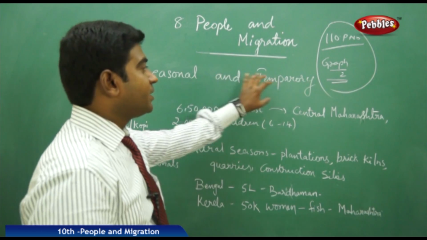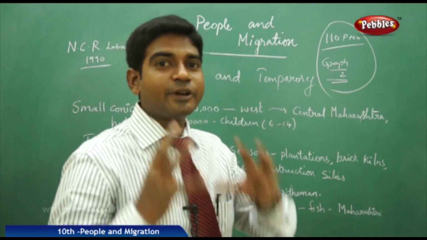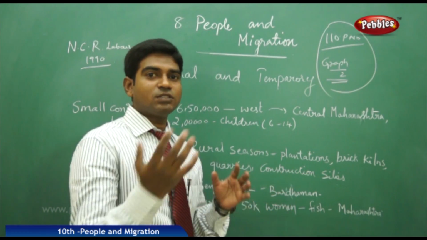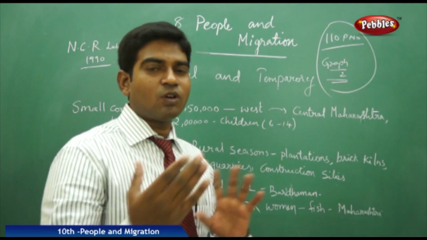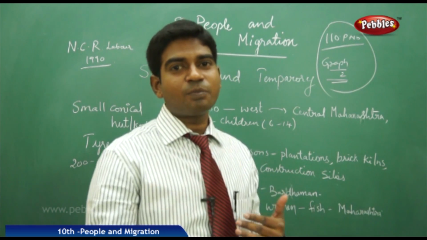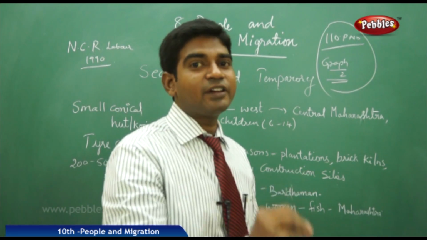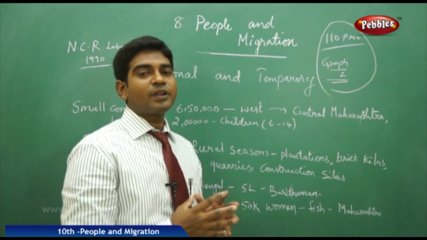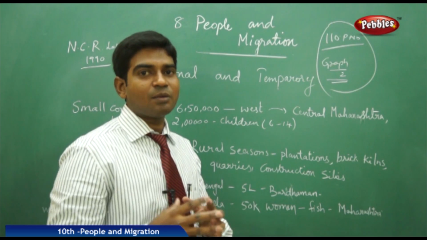Seasonal and temporary migrations. What is the meaning of the words seasonal and temporary migration? During a particular season, when a particular group of people migrate from one place to another, it is called seasonal migration. Temporary migration means a period of, say, 1 month, 15 days or 6 months. When they migrate temporarily, not for a long period of time, it is called temporary migration. Both are almost the same sometimes, and you can use the words interchangeably.